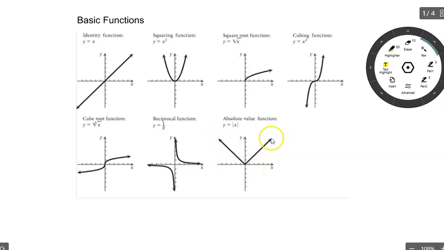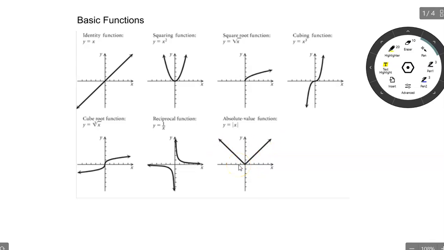And then y equals the absolute value of x. Again, plotting some points: 0, 0, 1. Absolute value of 1 is 1. Absolute value of 2 is 2. So on the right side, it looks like our identity linear function, right? But when we go on the left-hand side, absolute value of negative 1 is positive 1. Absolute value of negative 2 is positive 2. So that's why we get the V.